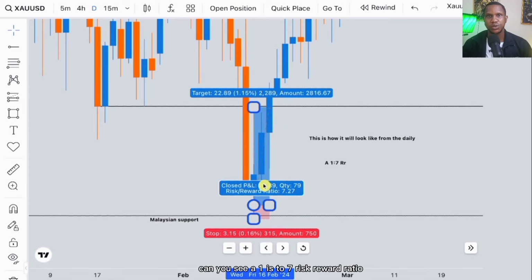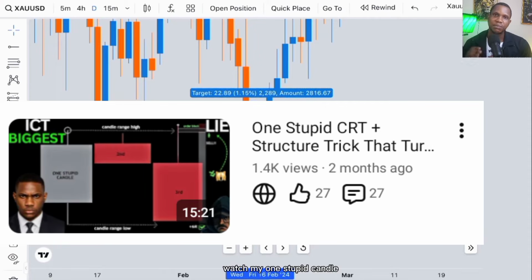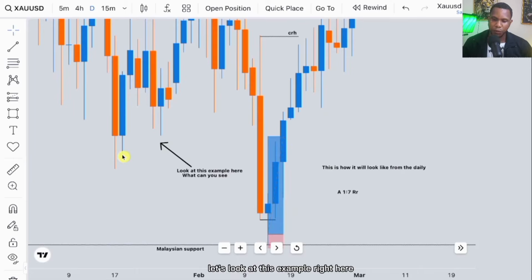1:7 risk to reward ratio. If you want to understand how we use this CRT properly, watch my "One Stupid Candle and Structure That Turn Losers to Monsters" video. I'll link it up here. Let's look at this example right here.